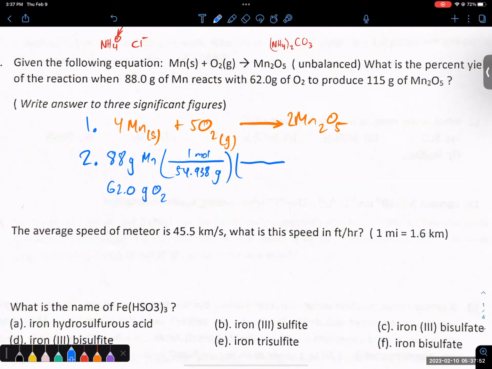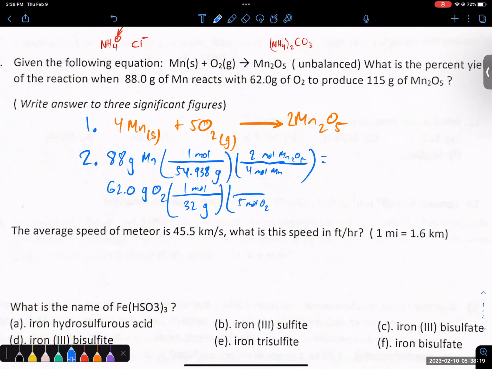All right, and then do the same thing here. So now we're going to use our mole ratio to get the moles of the product. For every 4 moles of manganese, there's 2 moles of Mn2O5. And then we'll do the exact same thing for the oxygen. There's 32 grams approximately in 1 mole, and for every 5 moles of oxygen, there's 2 moles of Mn2O5.